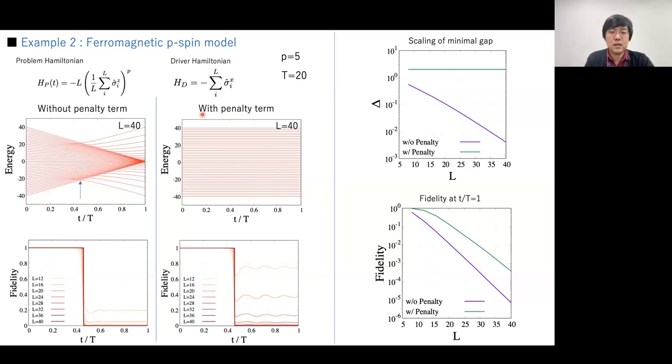On the other hand, in the case with penalty term, the energy eigenvalue is always constant, but the fidelity also decreases at the same point. And this figure shows the scaling of the energy gap and fidelity. So as you can see, this behavior is also consistent with our general framework.